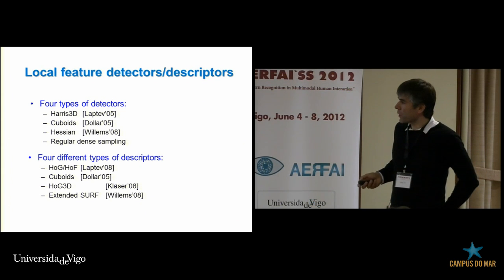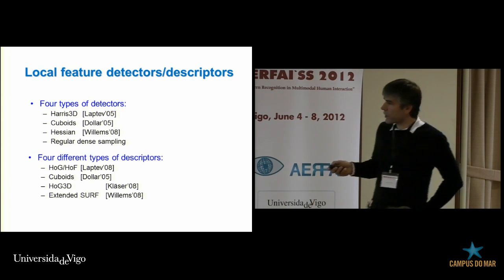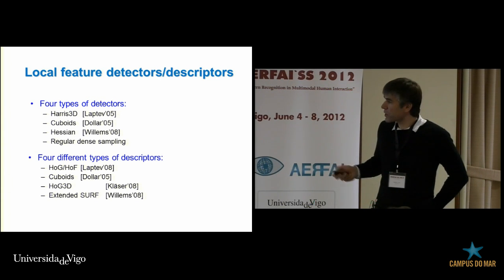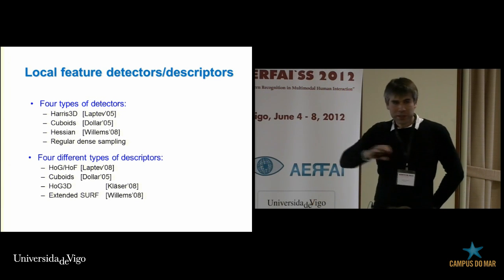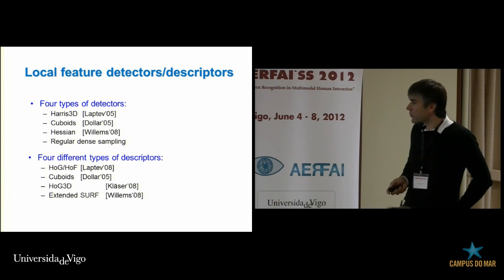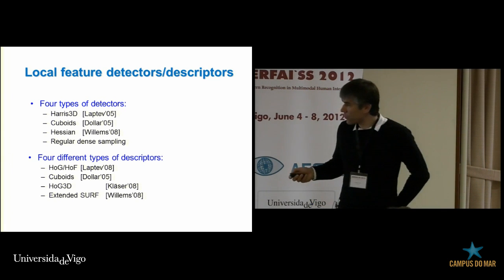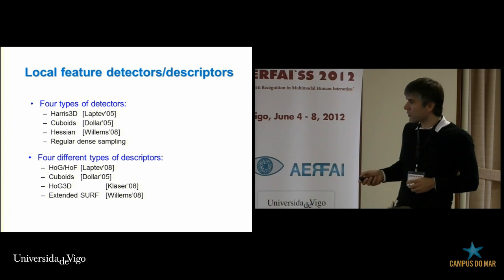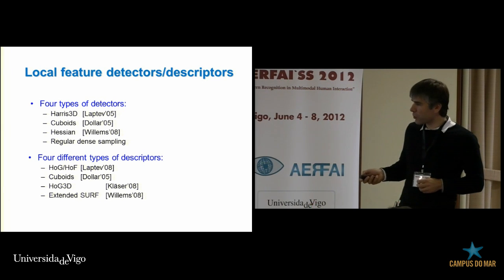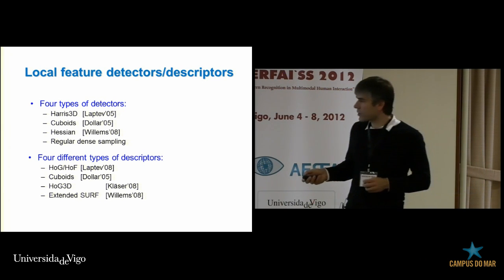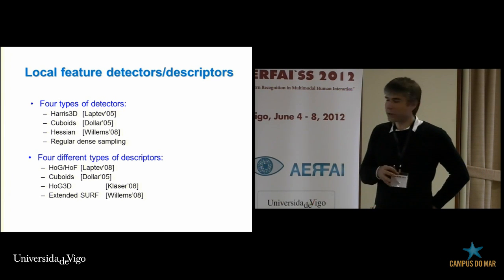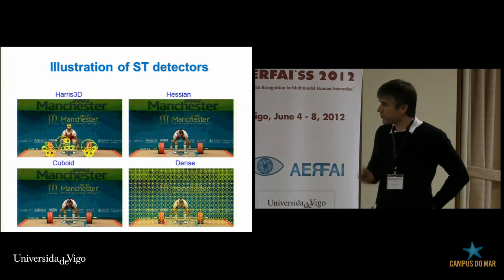So the 4 types of detectors were the Harris 3D, which I described, and there were 2 more interest point detectors in space-time from these 2 papers, and also dense sampling, basically taking all the patches from the video. And the 4 descriptors: these are HOG/HOF descriptors which I described, the cuboid descriptor, this is PCA on spatial temporal gradients, this is a histogram of spatial temporal gradient, and this is another descriptor which came from an extension of another fast spatial descriptor.